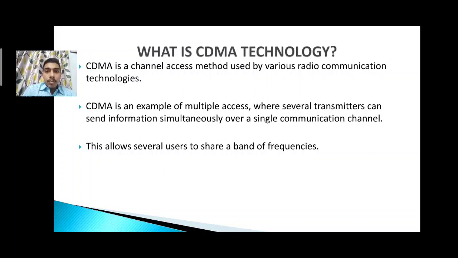CDMA is an example of multiple access, where several transmitters can send information simultaneously over a single channel. It means hundreds of transmitters can send information simultaneously over a single communication channel, and this allows several users to share a band of frequency. So in a single frequency band, a number of transmitters can send their data.